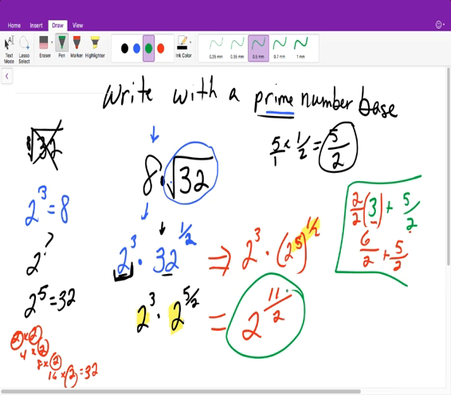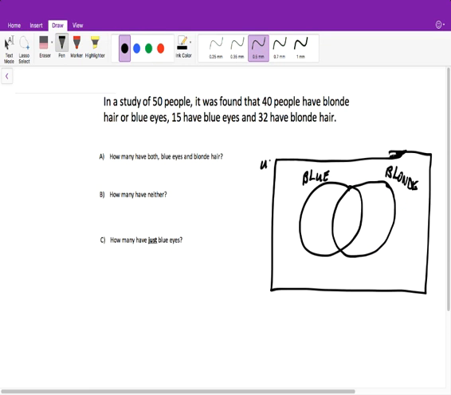All right, that was it for section 6, and there was one more for us to do. So for this last problem, it said, in this study of 50 people, it was found that 40 have blonde hair or blue eyes. 15 have blue eyes, and 32 have blonde hair. It asks us to find how many have both, how many have neither, and how many have just blue eyes. So this 40 people have blonde hair or blue eyes.